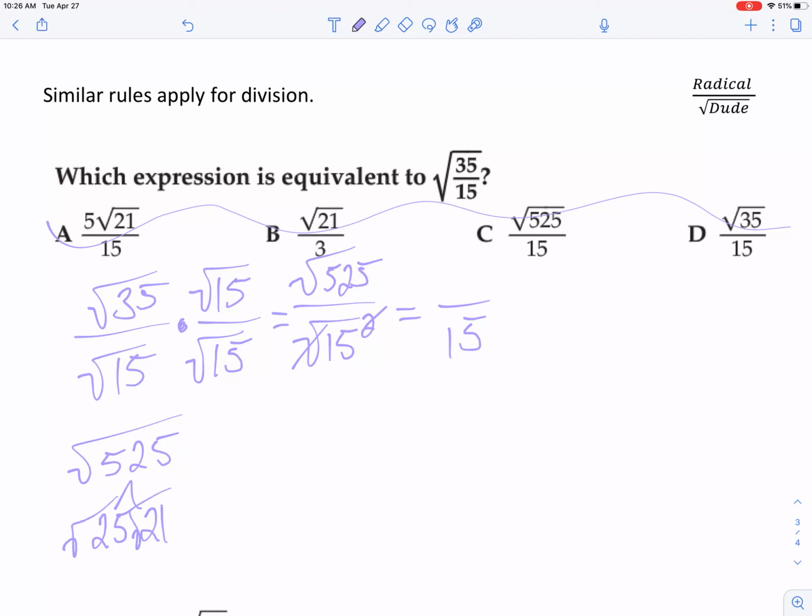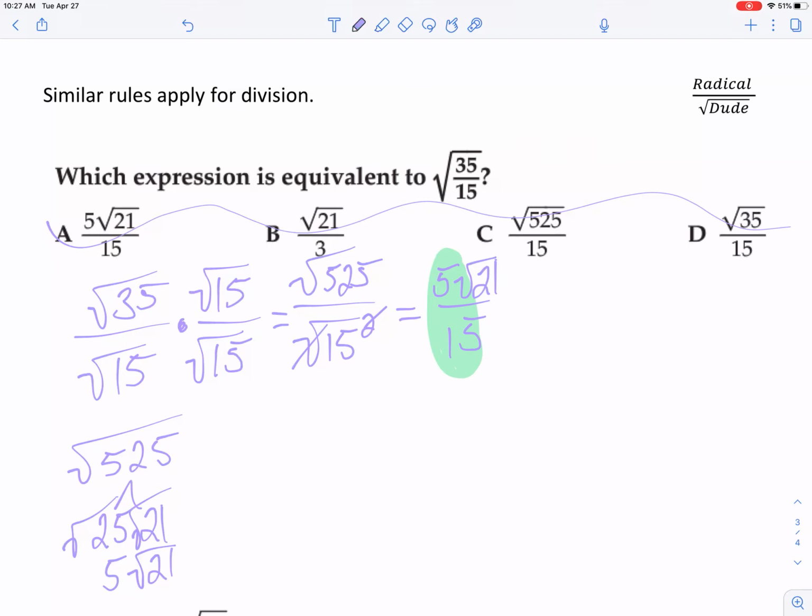And the square root of 25 is 5. And I can't take anything out of that 21. So I'm just going to leave it as 5 root 21. So now, by all means, it seems like I'm done. But if I plug this into Delta Math, it's actually going to tell me that I am wrong. And that's because this 5 and this 15 will simplify.